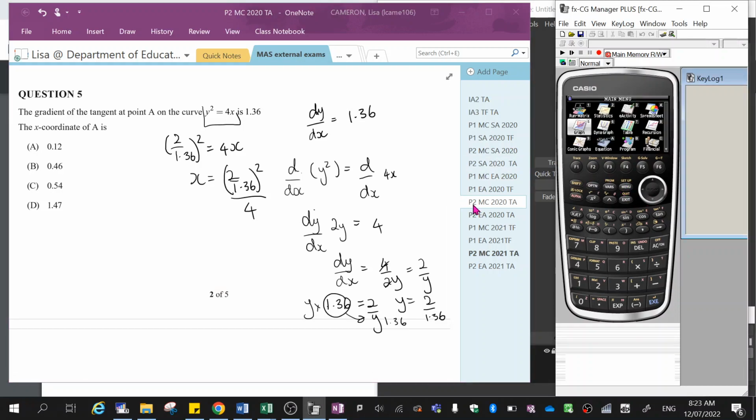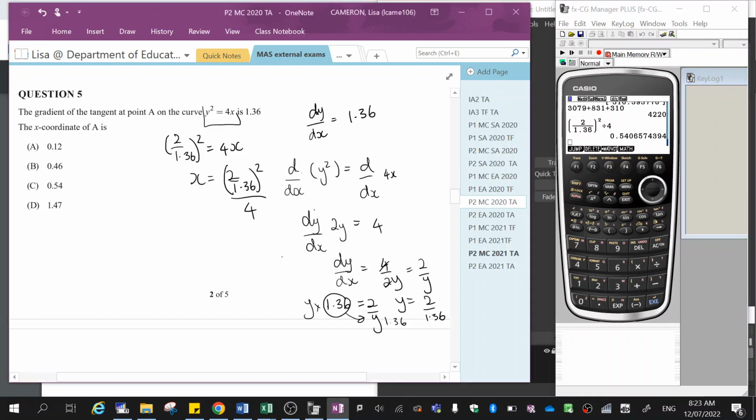So let's go to the other section of the calculator. Your standard run matrix, bracket, 2 over 1.36, close your bracket, square it, and divide it by 4. Okay, so that gives me 0.54, meaning that our answer for that one is C.